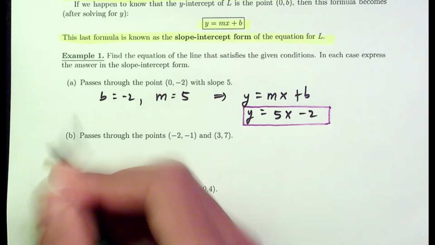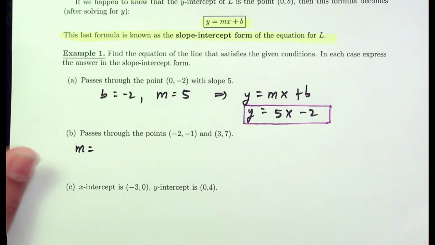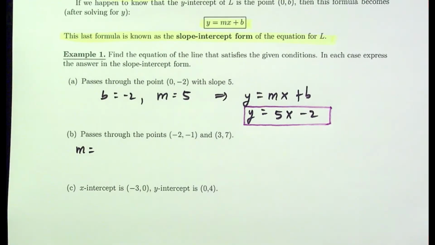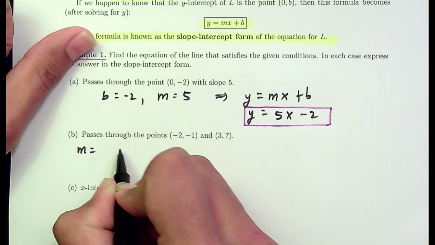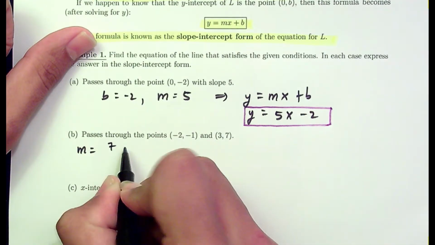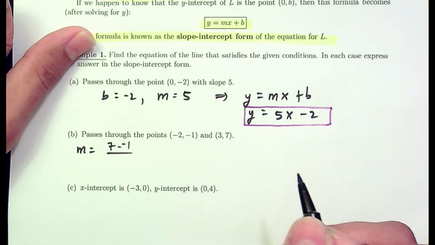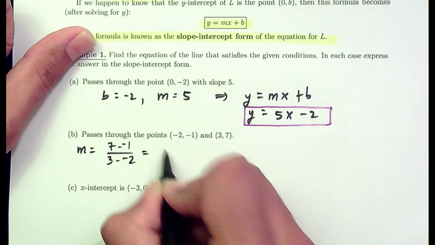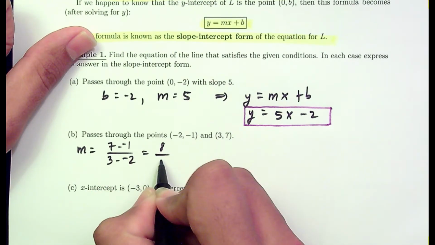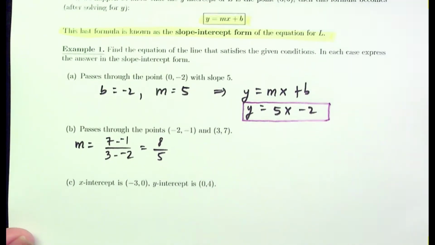First thing we're going to do is figure out the slope, because we already have a point. We could use either of those. The slope is going to be, according to rise over run, 7 minus -1 over 3 minus -2. So subtract the y's over the x's. This is going to be 8 over 5. So the slope is 8 over 5.